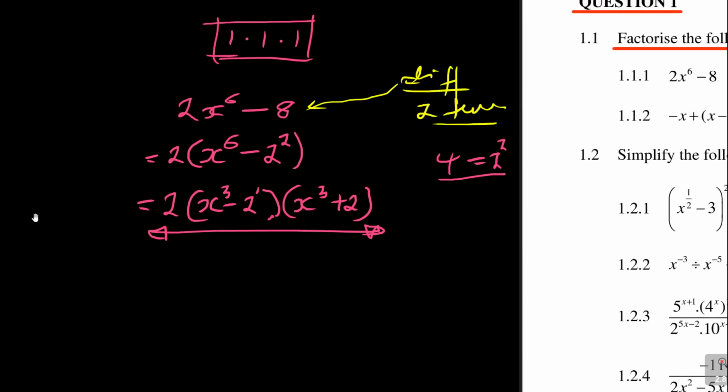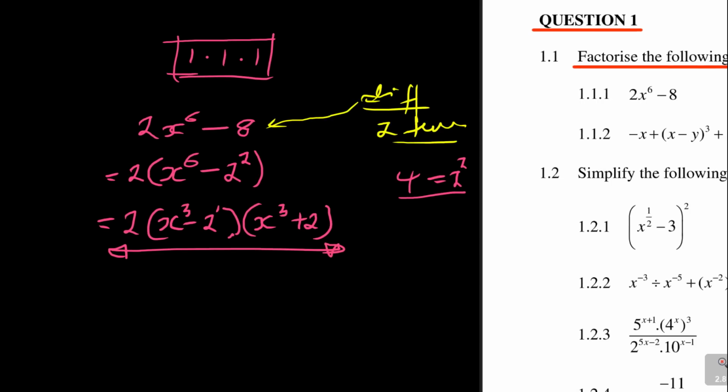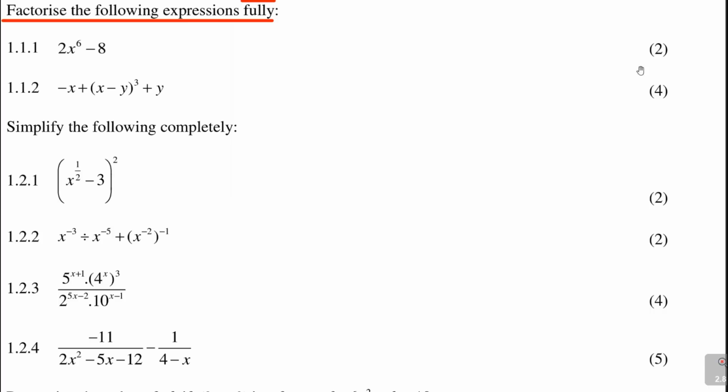Okay, so as I say, guys, we're revising, but at the same time I'm trying to bring in some information that can be very, very important to you. Let's look at the next one. They say factorize fully, and this one has got 4 marks. For some reason, I just want to find out why they made it 4 marks. Look at this. It's 1.1.2. Let's look into this one.